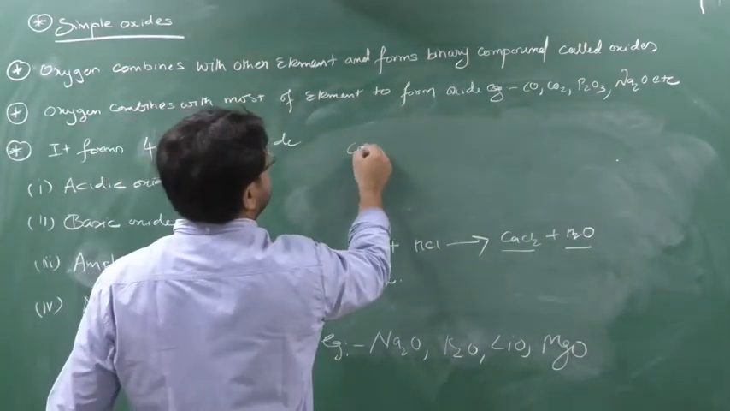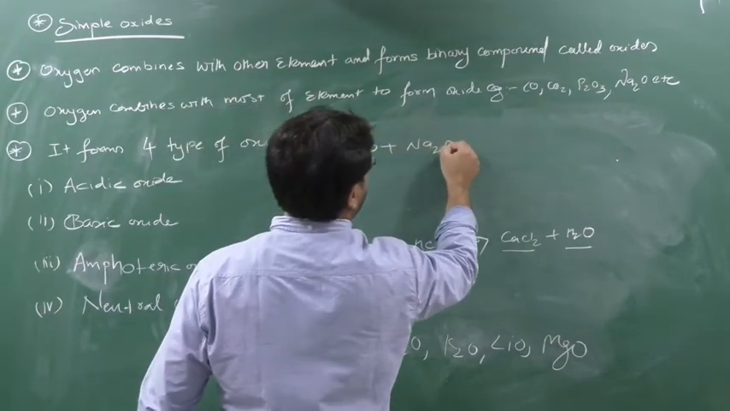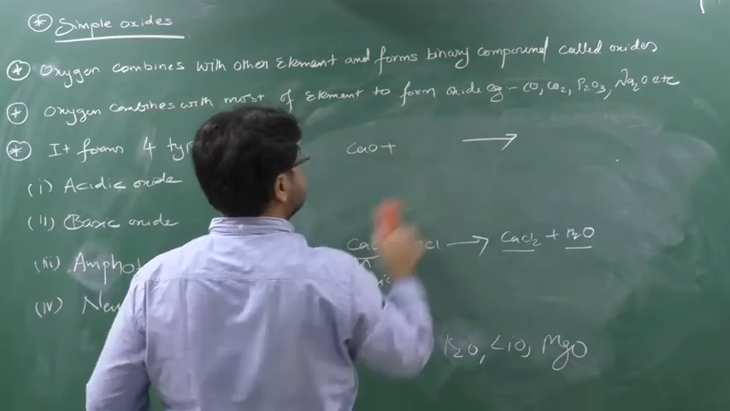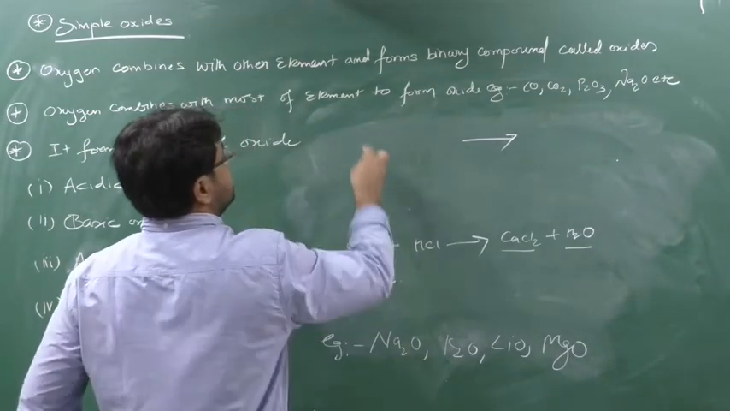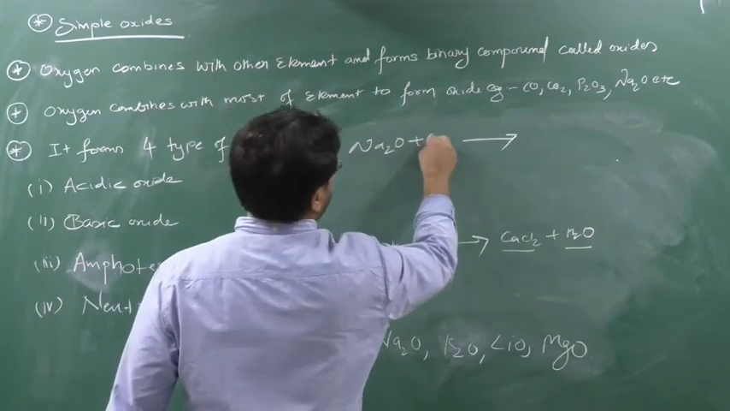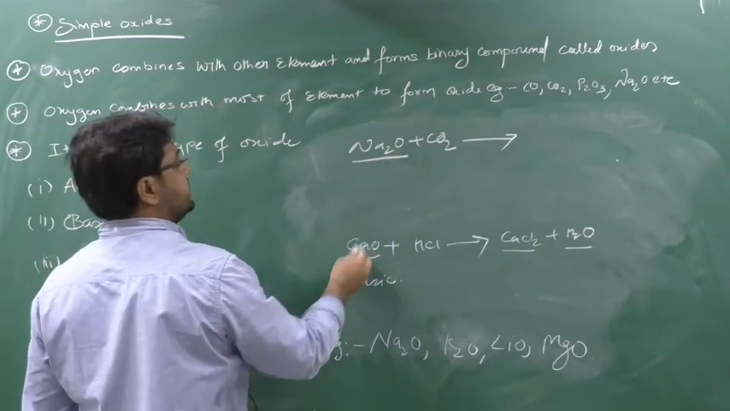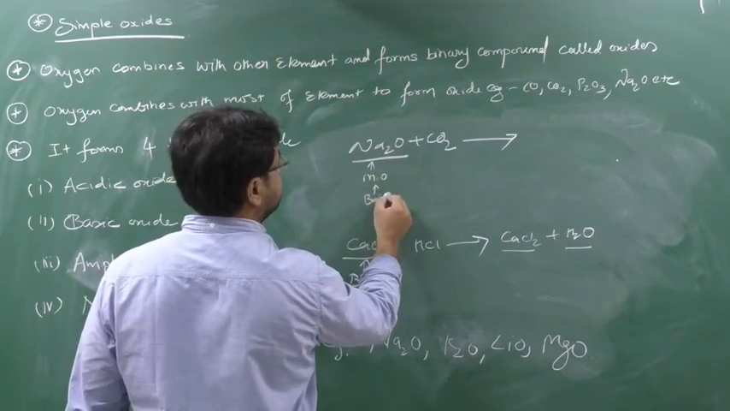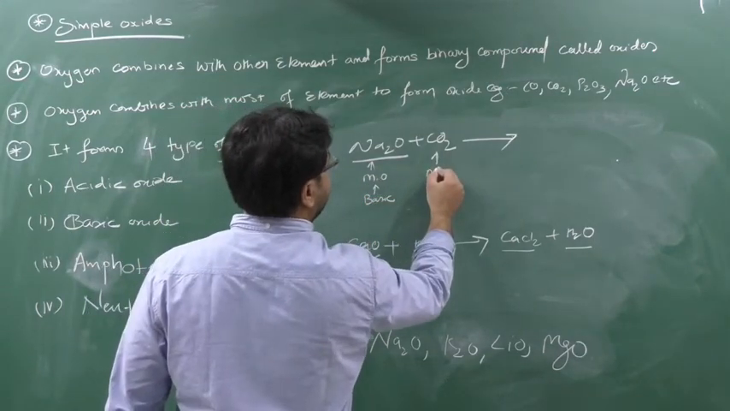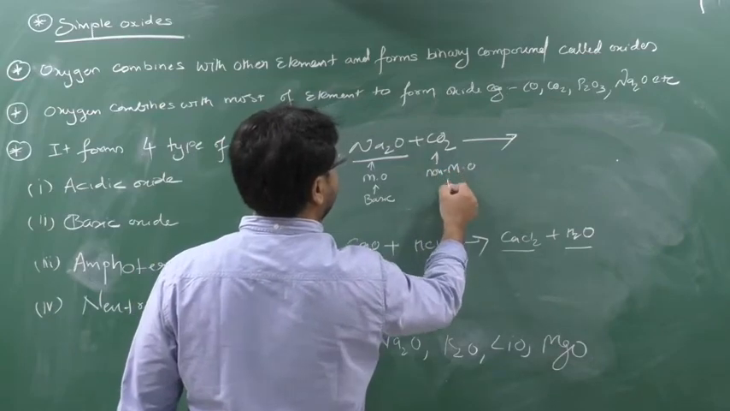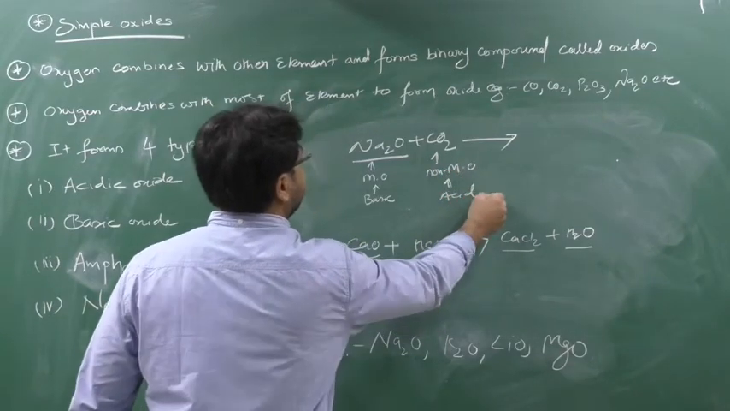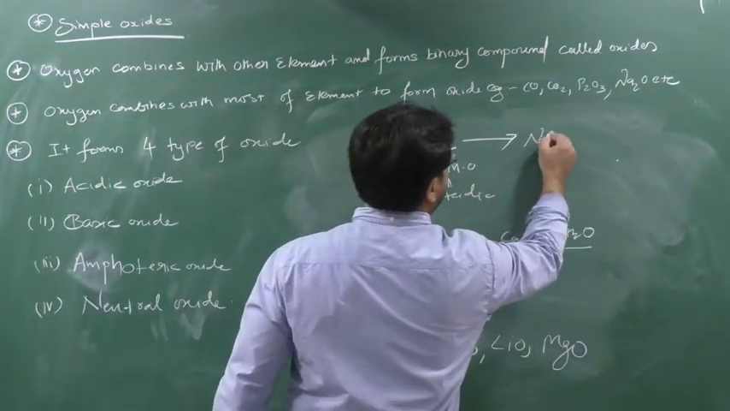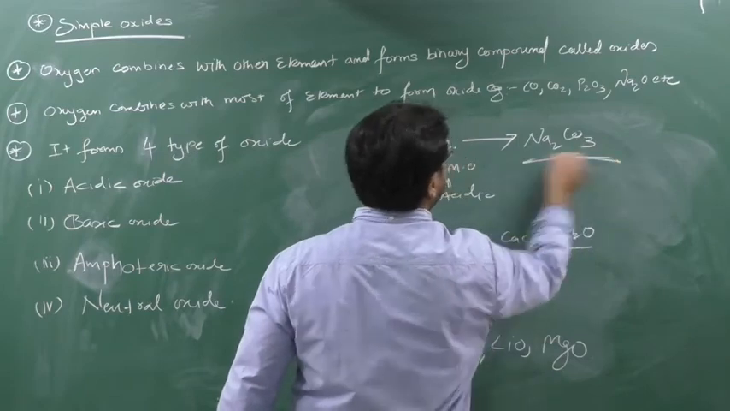If I take CaO and Na2O. Now see, Na2O and CO2. Clear? See, this is a metallic oxide, yes or no? Means what? Basic in nature. This is a non-metallic oxide. Means what? Acidic in nature. So this reaction will occur because it is acid plus base. It forms what? Salt and water. Instead of salt, it forms what? Na2CO3. Means this reaction will occur.